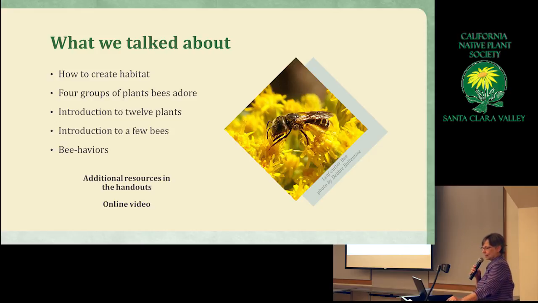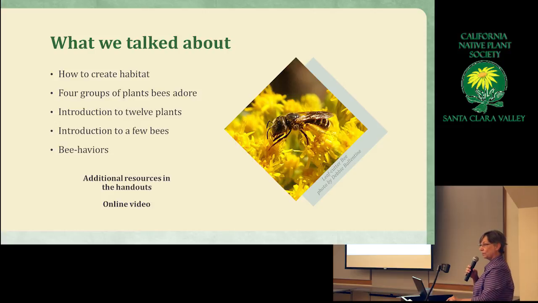So they need nesting places, so you can leave some bare ground for them in a place that gets morning sun. Probably afternoon shade would be nice because you don't want it to get too hot in the summer. You provide water and you provide food for them. We also talked about the four groups of plants that bees adore: the composite family, the California lilac species, otherwise known as ceanothus, buckwheat, and salvia.